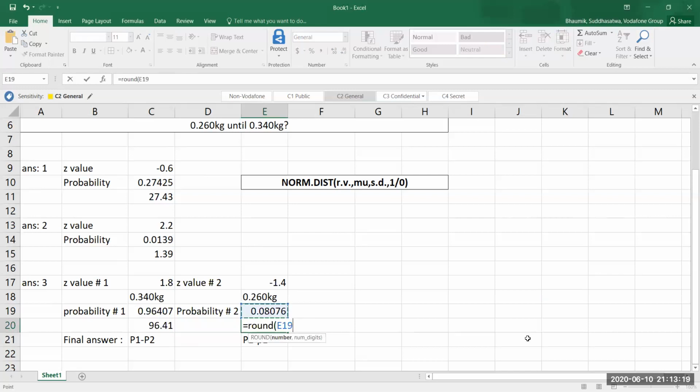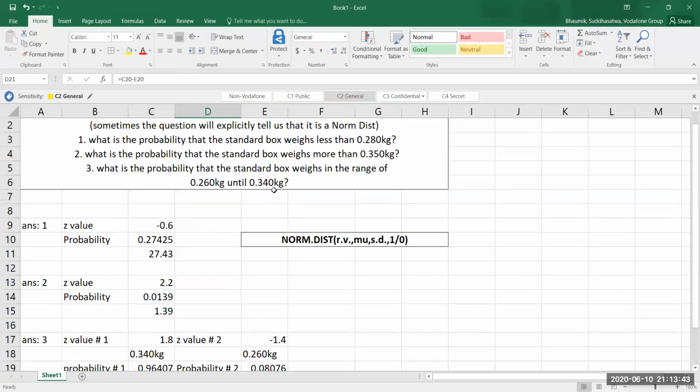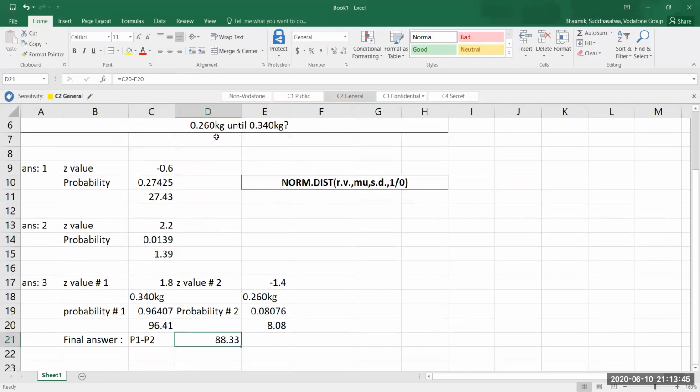Why take a risk? Let me just calculate this. 100 scale 2. 8.08. Let me just copy this and put it over here. So it should give me 96.41 using C19, and this is this. Okay, so this is not my final answer. My final answer is this: P1 minus P2, I said. P1 minus P2. 88.33 is the probability that the box falls under the weight range of 260 grams until 340 grams.